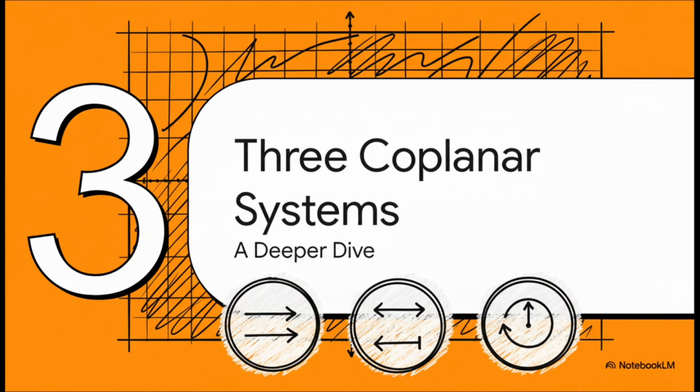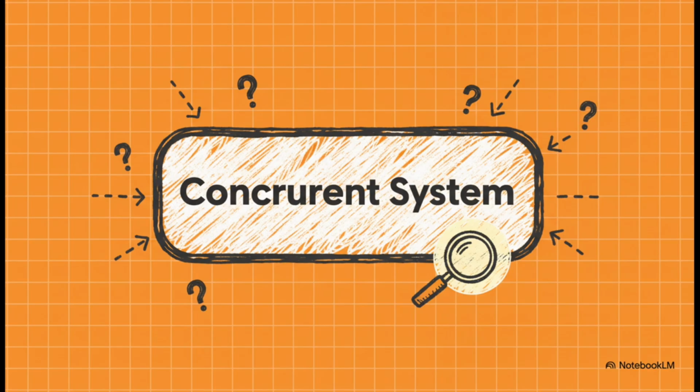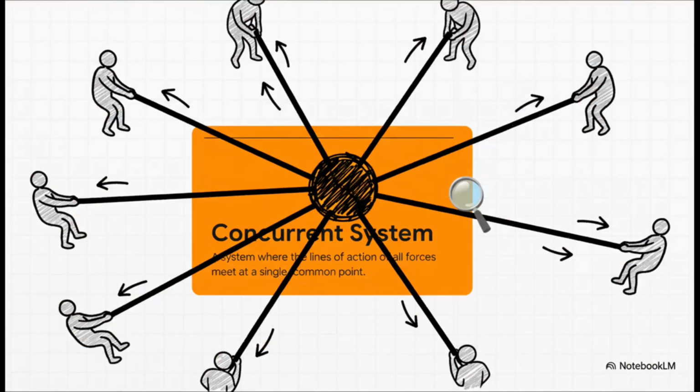All right, so let's zoom in a bit. Now that we're in this 2D flatland, this world of coplanar forces, we can break it down even more. Turns out there are three main types of systems here. First up is what's called the concurrent system. And yeah, the name itself kind of gives it away. Concurrent. It sounds technical, but it's really just a fancy way of saying that all the forces, if you were to draw lines through them, would all cross at one single point.